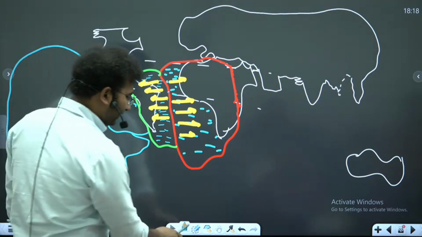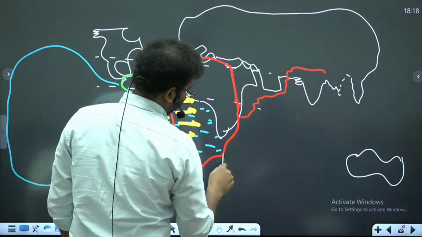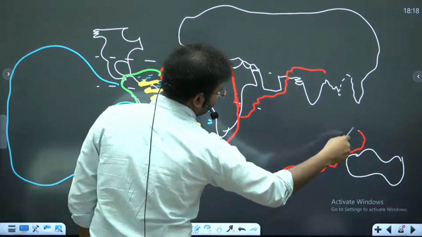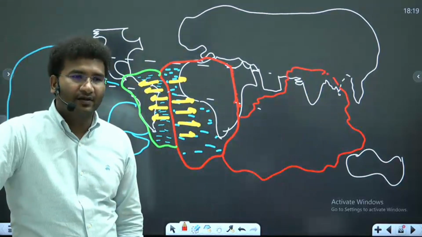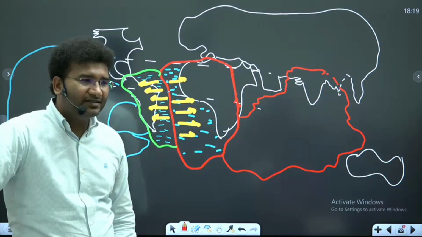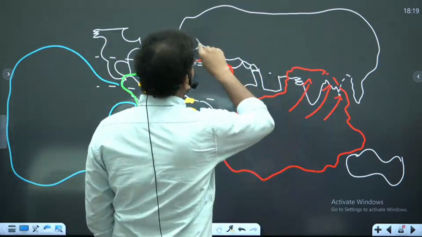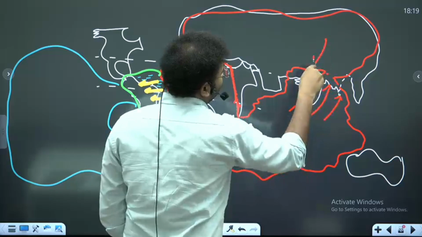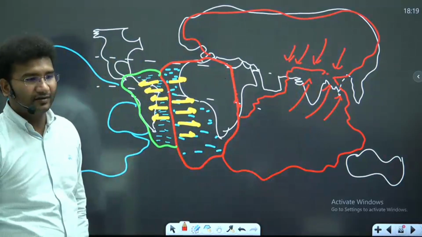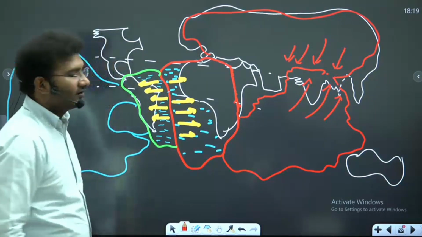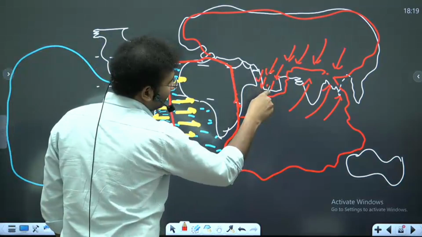Now where do you find the Indian plate? The Indian plate is here. ठीक है? The Indian plate is there. So these plates, the Indian plate movement is towards this direction. And this is the Eurasian plate. The plate's directional movement is like this. Got it? So in this manner, you will see. Now see here. Look at this place.